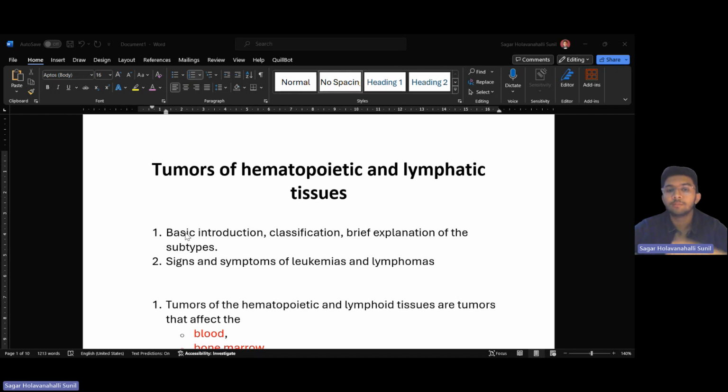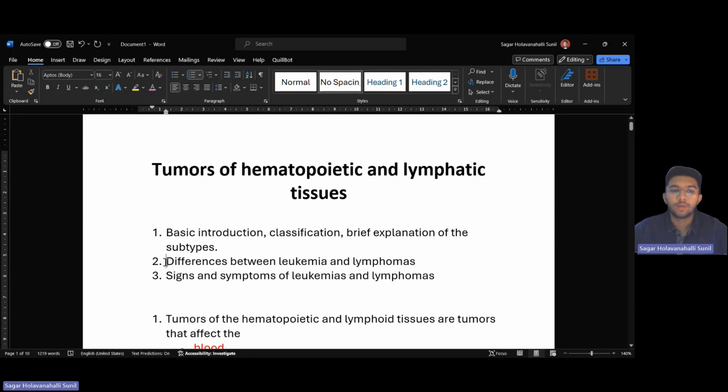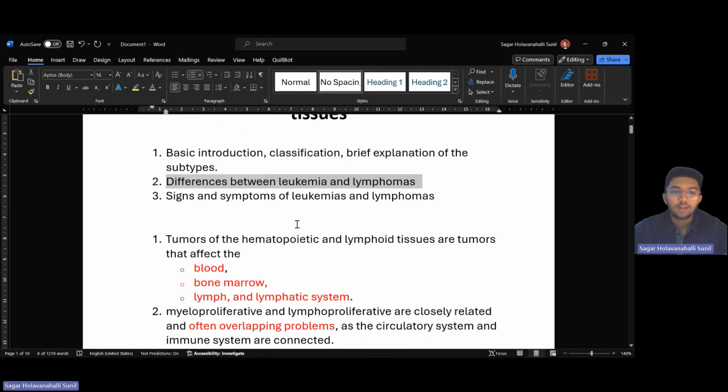And then it's very important that we talk about the signs and symptoms of the leukemias and lymphomas. On top of this, you can also add the differences. I will type it over here. Leukemia and lymphomas. So you can just mention this as well. I think it's a very good way of understanding the differences and knowing this topic properly. So let's just get on with it.